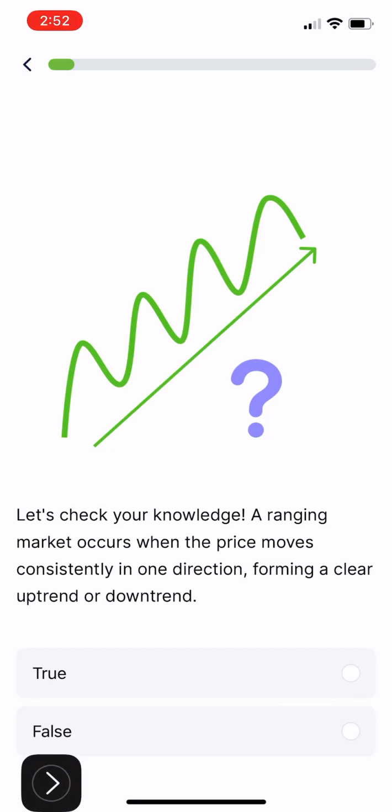Let's check your knowledge. A ranging market occurs when the price moves consistently in one direction, forming a clear uptrend or downtrend.